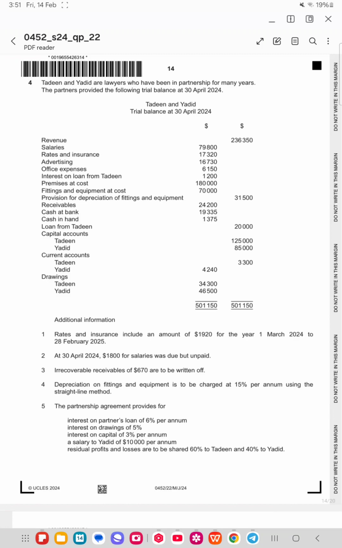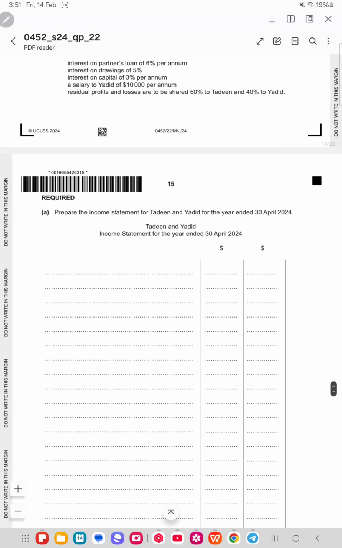The partnership agreement provides for interest on partners' loan, interest on drawings, interest on capital, salary, and residual profit is shared 60 to 40. It means 6 is to 4, in that ratio, 60 percent and 40 percent. They are requested to prepare the income statement for Tantin and Yadit for the year ended 30th April 2024. First we have to do the income statement and find out the profit, then only can we do the appropriation account.